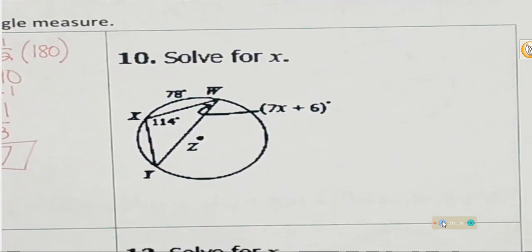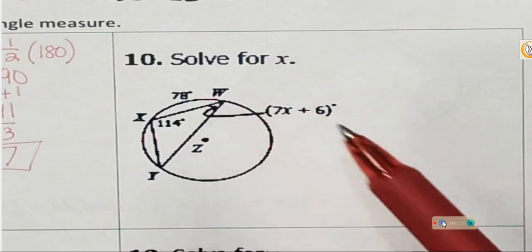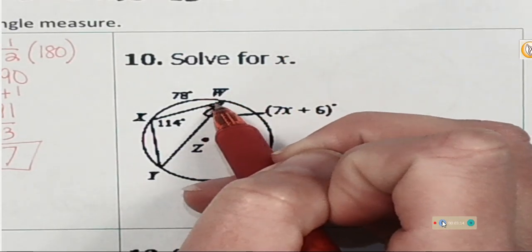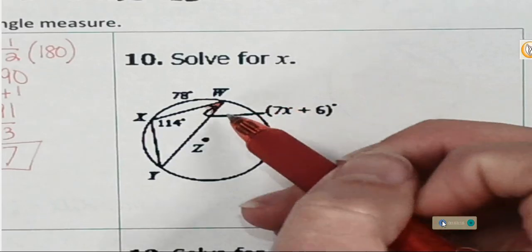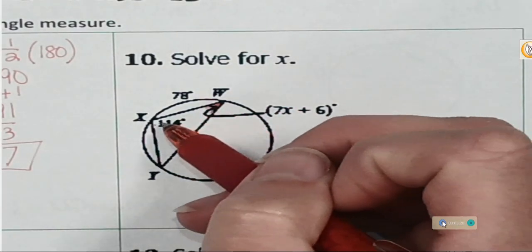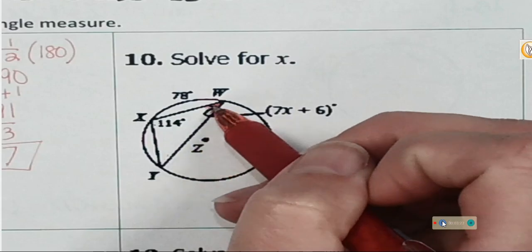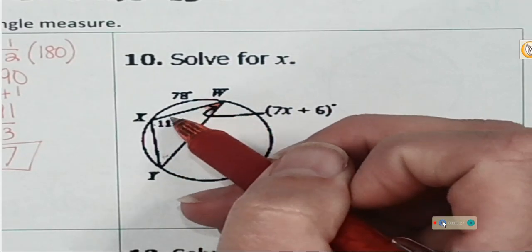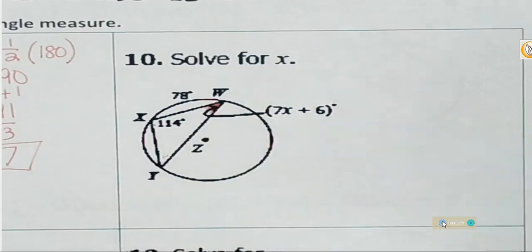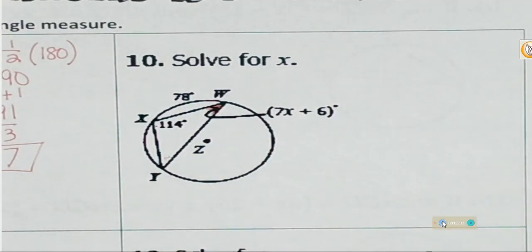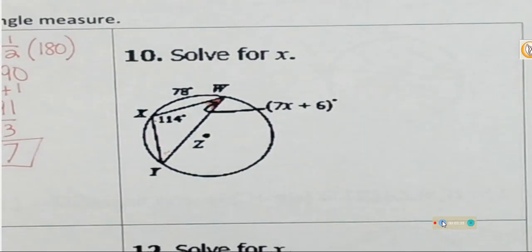Alright, so now let's look at number 10. In number 10, I've got to solve for x. X is part of an expression in this angle. This angle is part of a triangle. What do you know about the interior angles of a triangle? What do they add up to be? They add up to be 180. Okay, now your outside is 360. You could get there by doing that as well.